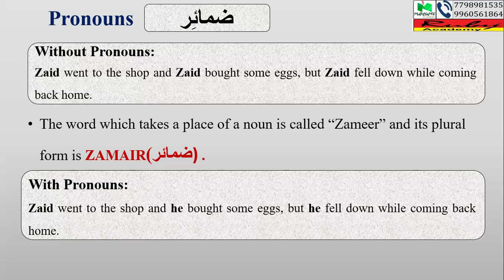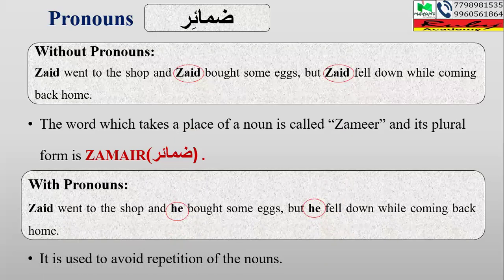So pronouns always take the place of a noun. Instead of repeating Zaid, we are using he. So it is used to avoid repetition of nouns. When you use nouns repeatedly, we can change them into pronouns. So that is the use of pronouns here. Now let's understand what the different pronouns are that we use in the Arabic language.